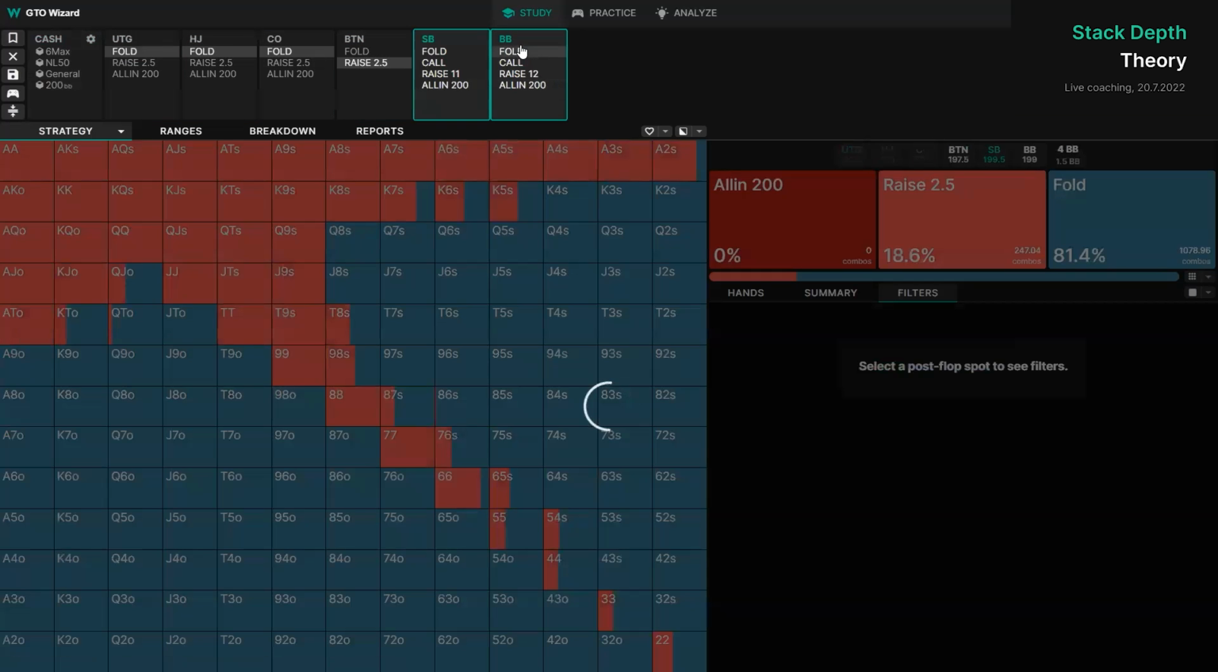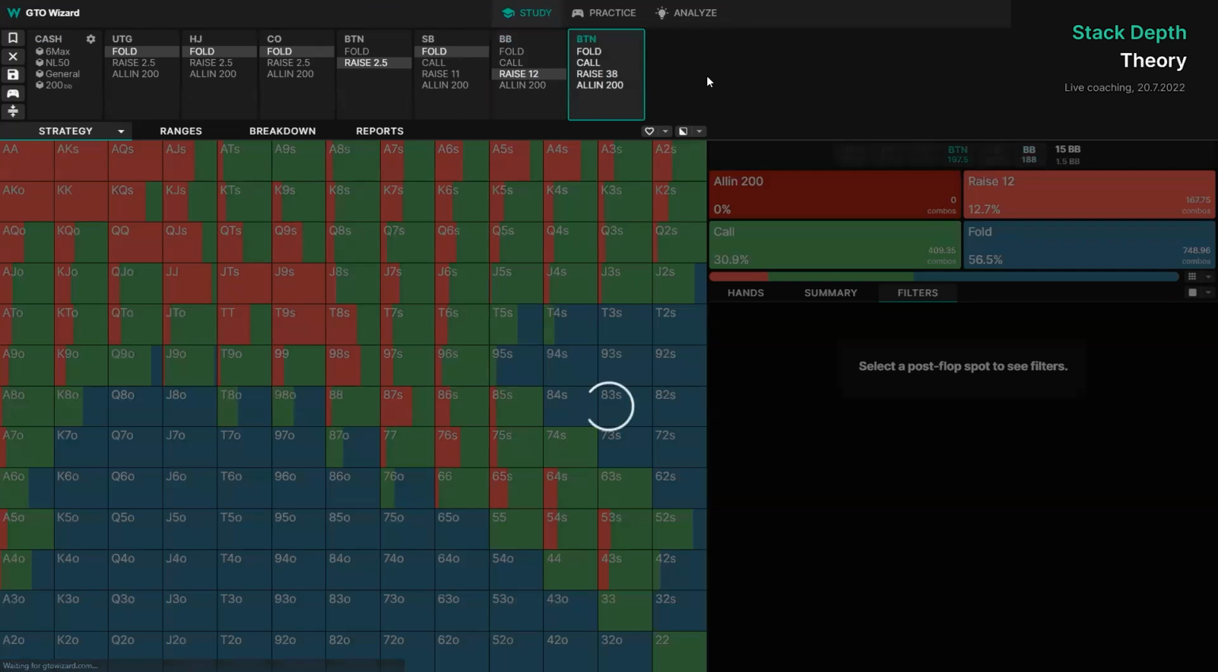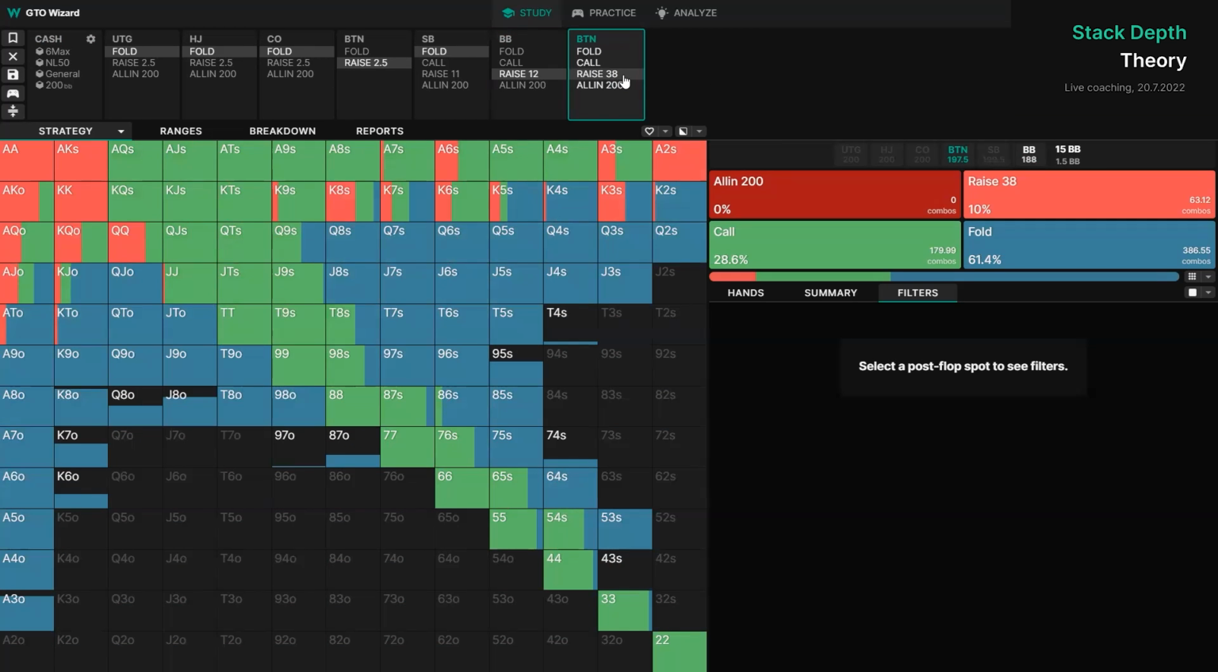Button opens. The preferred 3-bet size actually gets just a little bit smaller out of position. And now we can see that the 4-bet size has gone up to 38 big blinds. 38, right? A lot of people, if they haven't studied deep stack, are going to be a little bit flabbergasted by this massive 4-bet, right?